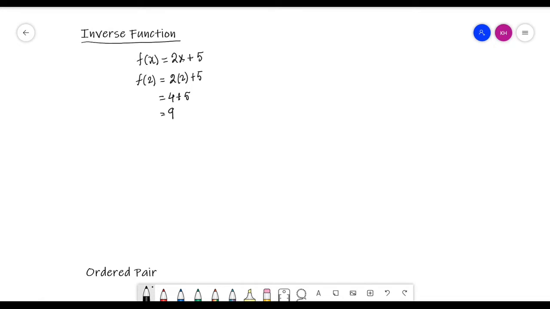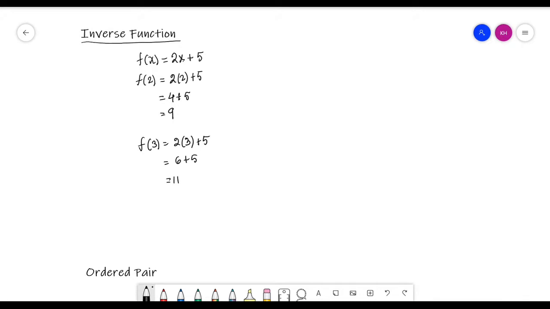So we understand that when we put in an input of 2, we get an output of 9. And again, if we put in an input of 3, we get 2 times 3 plus 5 equals 6 plus 5, which is 11.